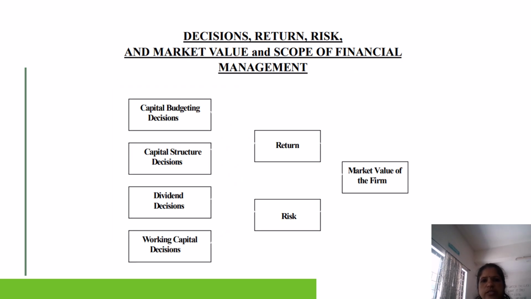Next one: decision, return, risk and market value, and the scope of financial management. Under this, first we see the capital budgeting decision, capital structure decision, dividend decision, and working capital decision. These come under both risk and return. And risk and return come under the market value of the firm.